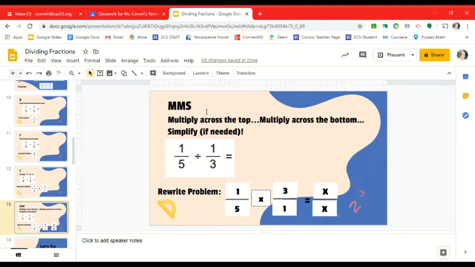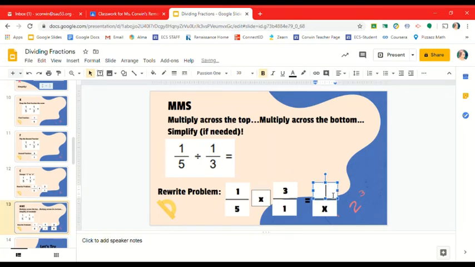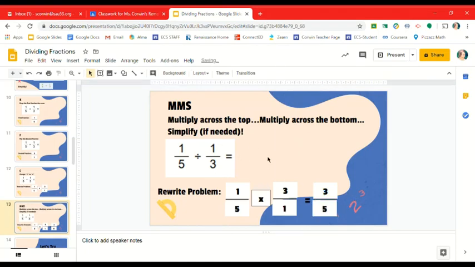Because that KFC is just so tasty, we have to multiply across the top. So 1 times 3 is 3. Multiply across the bottom. So 5 times 1 is 5. And then simplify if needed. So our final answer is 3/5. I actually can't simplify this at all, so I am just going to leave it as it is, 3/5.